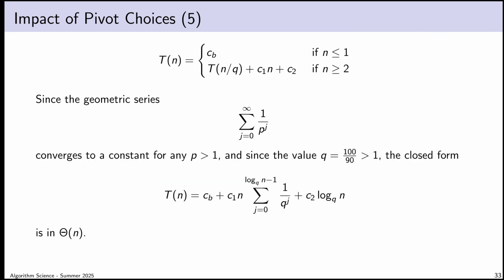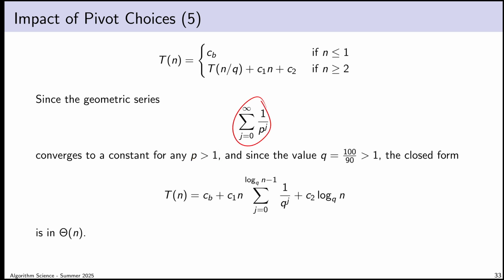Okay, now observe this. We're going to reach back into our memory, into the distant past, into a calculus course, and recall that this geometric series converges to a constant for any value p greater than 1. So it's the series 1 over p to the j. The specific constant it converges to is something that I can't always remember off the top of my head, but I think it's 1 minus, in this case, 1 over p. But anyway, it turns out it always converges as long as the value of p is greater than 1.